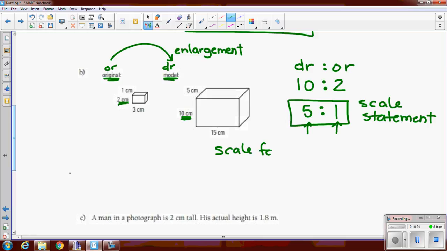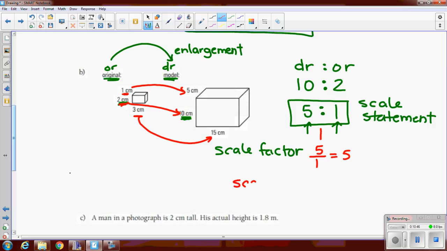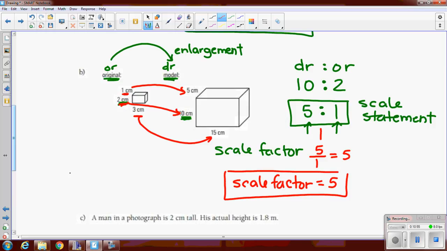The scale factor now is saying, what do I have to multiply each dimension by in this original little cube to get the dimension on the drawing we did? Well, the scale factor comes right here from the scale statement. It's like 5 over 1, which is really 5. So my scale factor just says if I have anything on the original diagram and multiply it by 5, I know how long to make it in my diagram. So scale statements and scale factors are related.